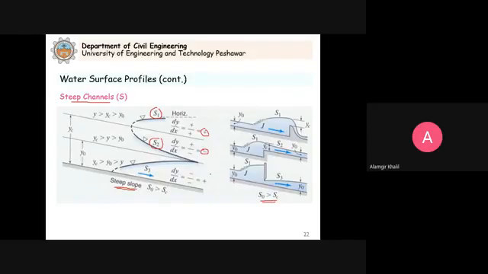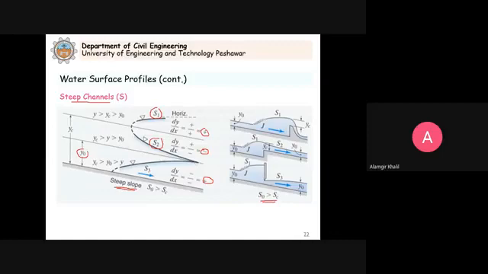Similarly, S3 is plus. So you can see that S3 is increasing in the direction of flow. And they will meet this normal depth line. This is Y naught, the normal depth line, asymptotically. They will appear to meet it asymptotically.